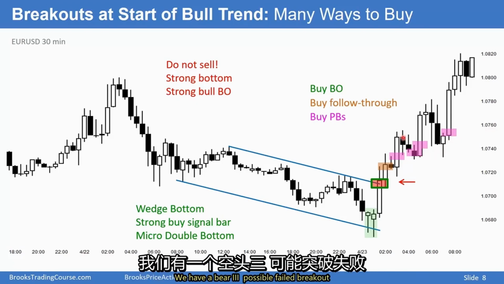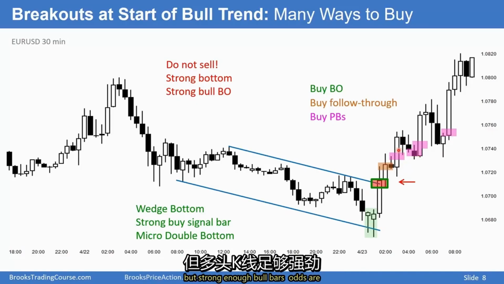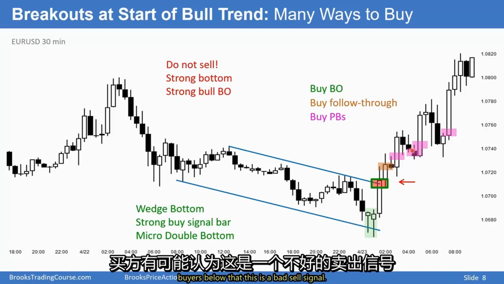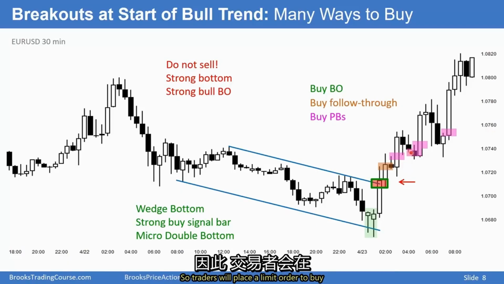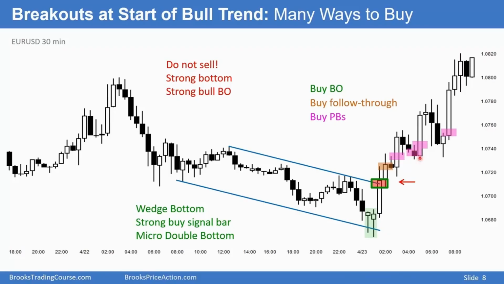We have a bear II, possible failed breakout, possible low 2, low 1, low 2, but strong enough bull bars, odds are buyers below that this is a bad sell signal. So traders will place a limit order to buy at the low of that bar, and they'll get filled right there.